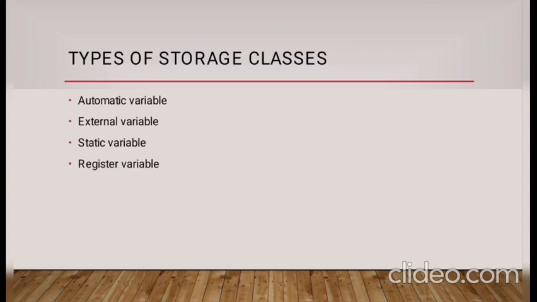In this video, we are going to talk about storage classes. Storage classes is nothing but storing data in the memory. Memory means main memory or secondary memory or register. In storage classes, there are 4 types of variables: automatic variable, external variable, static variable, and register variable. First, we are going to talk about automatic variable.